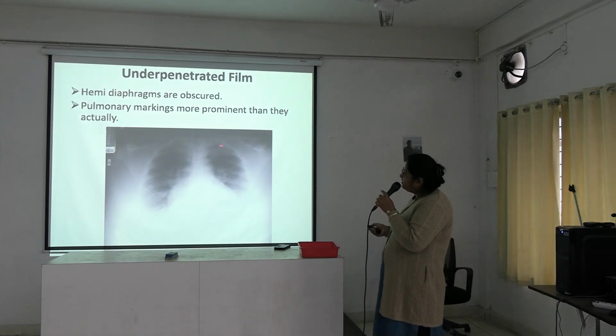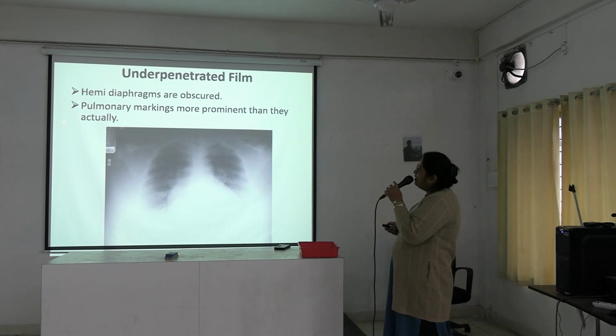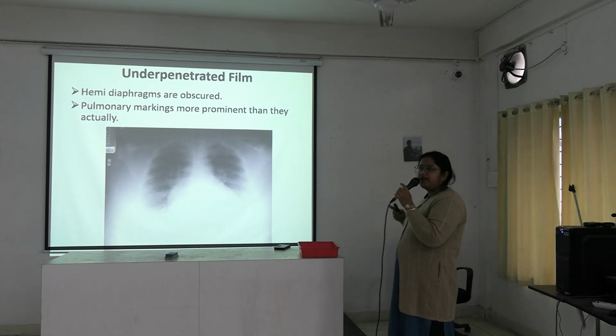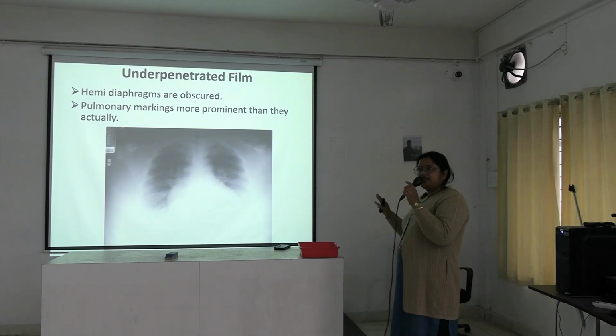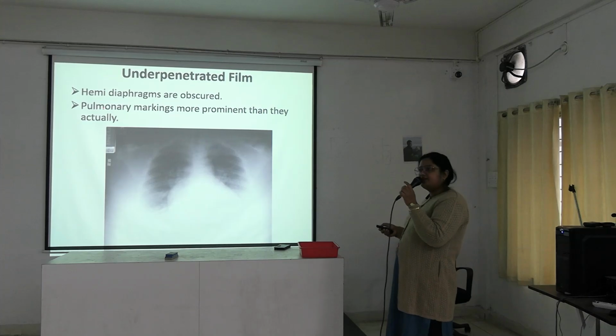Underpenetrated films. Here, X-ray penetration is not proper. Okay, hemidiaphragms are obscured. You cannot see the angles. Costophrenic, cardiophrenic angles cannot be seen properly. Rib shadows are not that prominent, and pulmonary markings are more prominent than the actual. Okay.